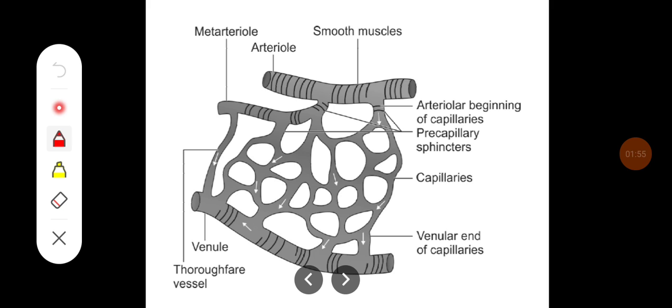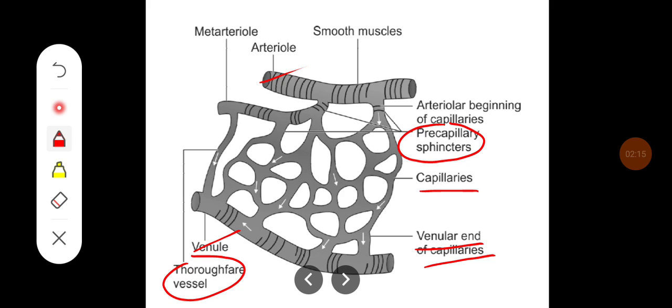This is the diagram of the microcirculation. You can see the arteriole beginning. You can see the precapillary sphincters, where there are more smooth muscles. Then capillaries, venular end of the capillaries, venule, and these are some of the thoroughfare vessels which connect arterioles directly to the venules, bypassing the capillary bed.